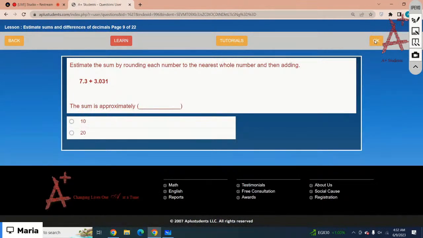Okay, 7.3 take away 3.031. It would be 7 plus 3 is, the correct option is 10.